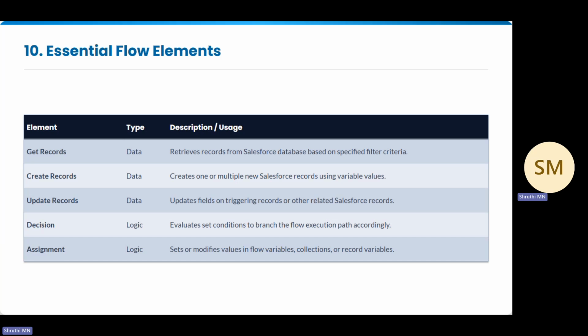Decision, used when we need conditional logic. For example, if amount is greater than 1 lakh, follow path A. Otherwise, follow path B. Assignment, used to assign values to variables or resources. These elements are the building blocks of many Salesforce flows.